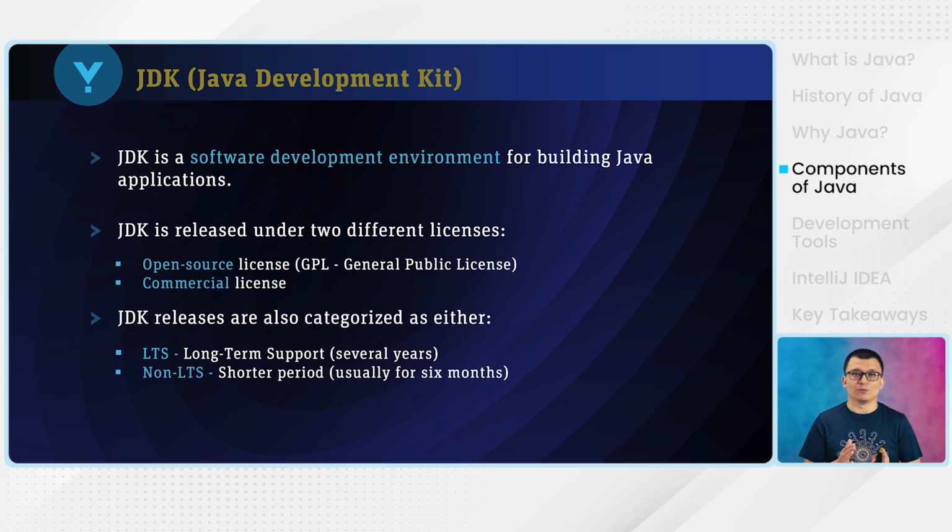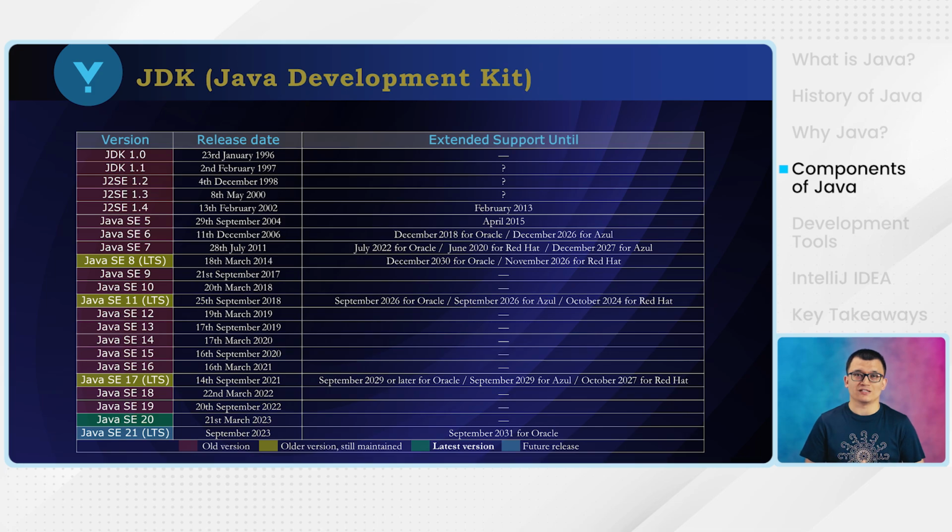Okay, a couple more things that you need to know about the JDK. The Java Development Kit is released under two different licenses. One is an open source license. The other one is a commercial license. The one that you will be using later on will be the open source one. JDK releases are also categorized as either LTS or non-LTS, long-term support or short-term support. If you would like to know the long-term support and short-term support of JDK, please look into the next slide, which contains the JDK version history. It also includes the release dates and the extended support dates.